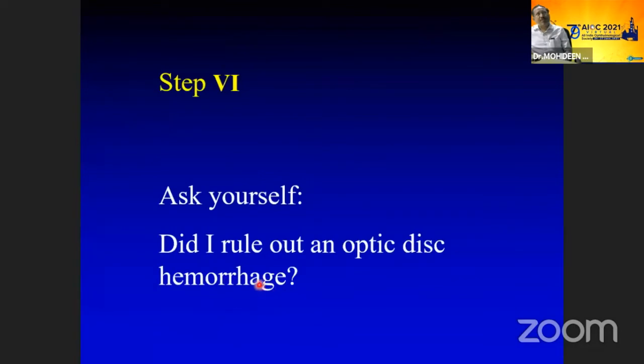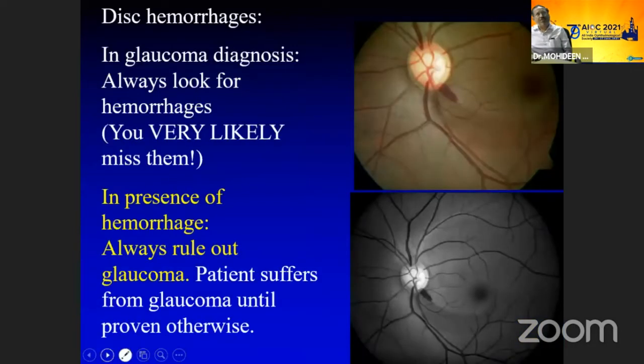Number 6, ask yourself: did you rule out a disc hemorrhage? In glaucoma, if you see a hemorrhage, it more or less always means glaucoma. Treat the patient as glaucoma unless proved otherwise. Classically, you won't see a very big disc hemorrhage. You can see a small disc hemorrhage along with a nerve fiber defect here in a color picture and a red-free picture. A disc hemorrhage is very likely to be missed during our examination.